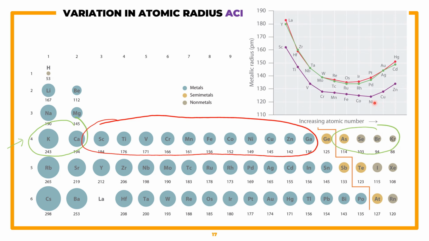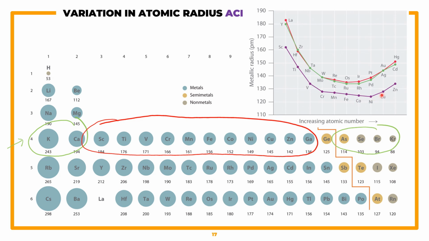And as you can see from the graph as well, with the exception of scandium and titanium, kita abaikan scandium dan juga titanium. So from vanadium to zinc, we can see that there are not much changes in their atomic size. Okay, perubahannya macam so-so saja, lebih kurang saja.